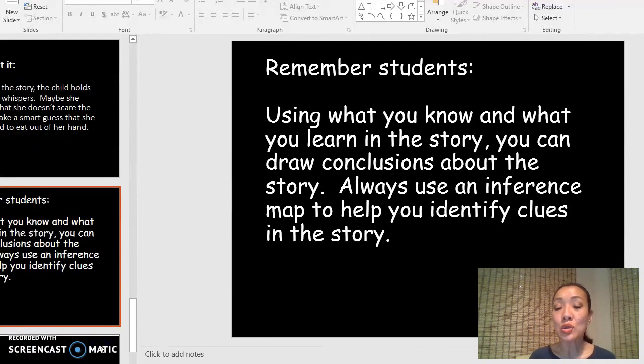Remember, students, using what you know and what you learn in the story, you can draw a conclusion about the story. Always use an inference map to help you identify clues in the story. We're going to practice drawing conclusions this week. And don't forget to always use your inference map.